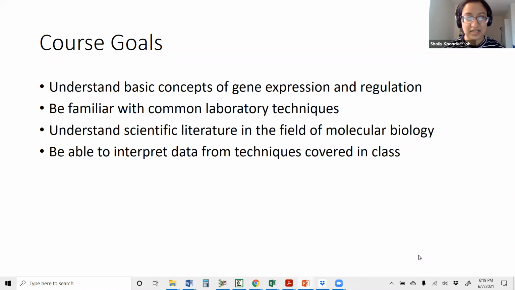Regarding gene expression and regulation. Also, by the end of this, you should be familiar with some common laboratory techniques and hopefully some more cutting edge ones as well.